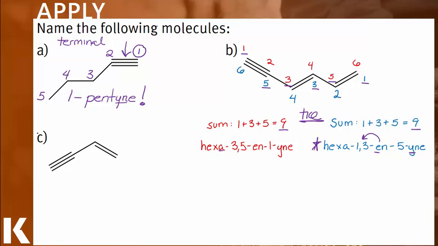And we see that again with C. We want to number this. Notice both of these double and triple bonds are terminal, so the sum rule would be the same just like it was in B. We're going to number this so that the double bond has the lower number. So this would be a but-1-en-3-yne. So now you should feel more comfortable naming alkynes.